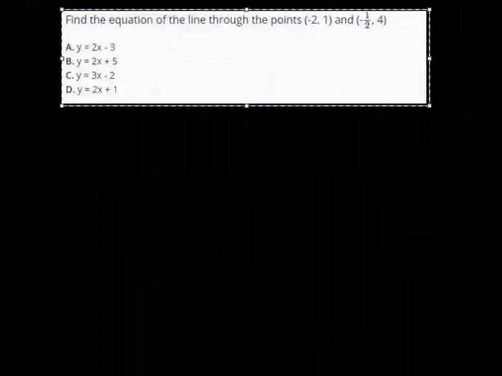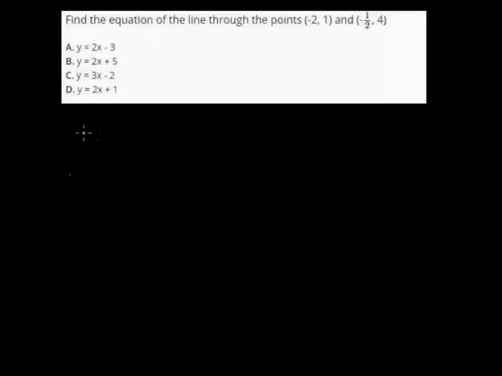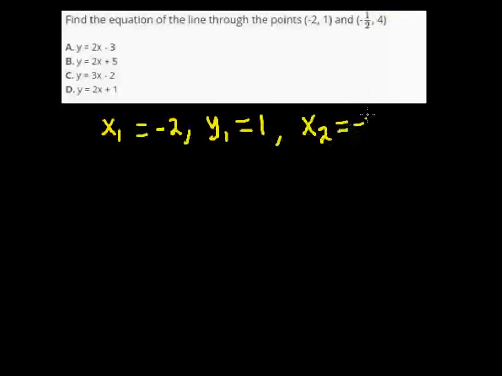So I hope you can see the question very well. It goes like this: find the equation of the line through the point (-2, 1). So the line is passing through that point, which means x1 is -2 and y1 is 1. And the second point is (-1/2, 4). That's x2, right? x2 is -1/2.